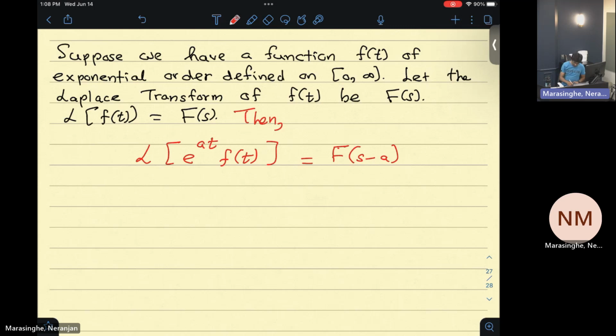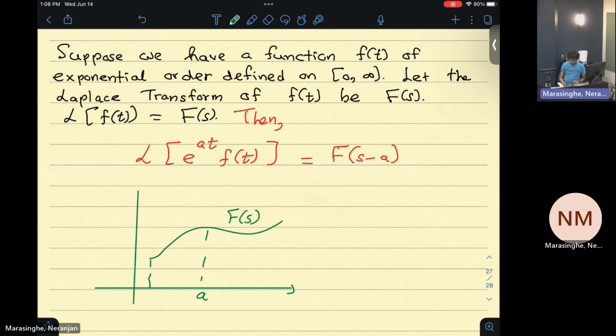Right? For example, suppose F(s) is something like this. Right? And suppose a is somewhere here. This is F(s). Right? So what would happen? What can you say about F(s minus a)? You have to translate this by a units. So F(s minus a) would start from here. Now this function is going to start at a.